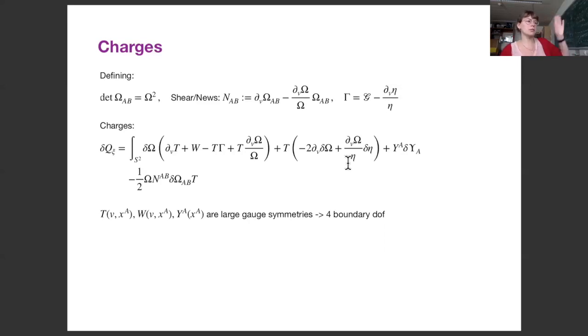Anyway, so the charge, we have the charge here. And so you can see that all those symmetry generators are large because they appear in the charge. And so they will label the boundary degrees of freedom, and we will have 4 of them, 2 being functions of codimension 1, so v and x^A, and 1 will be just, the epsilon here will just depend on x^A, because we are in the co-rotating frame.